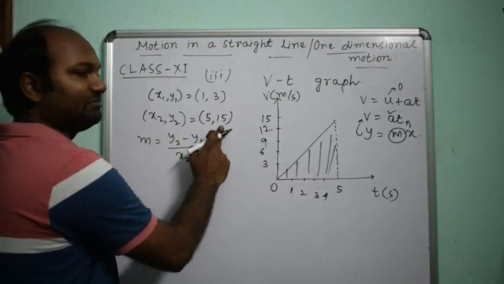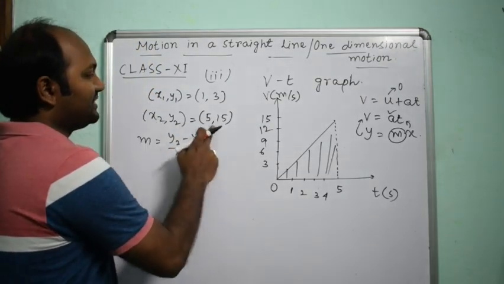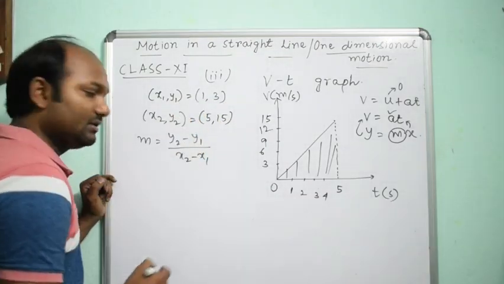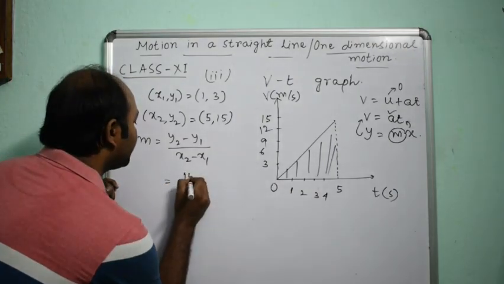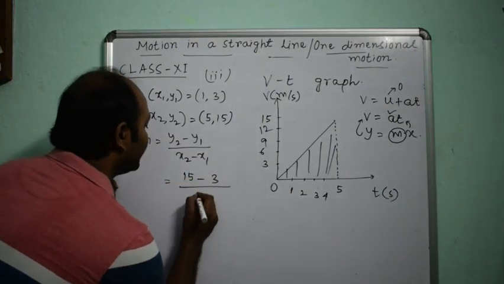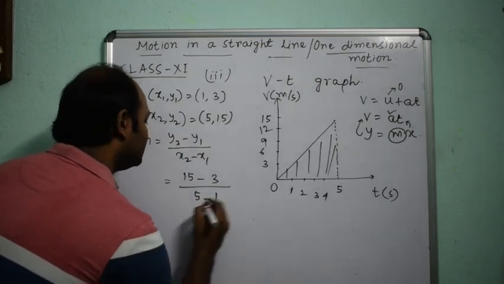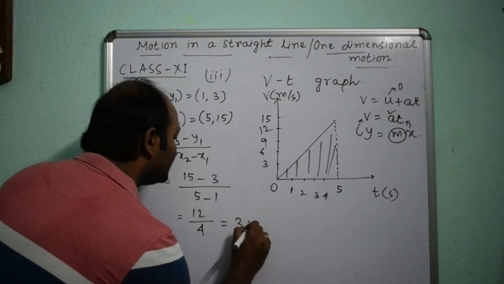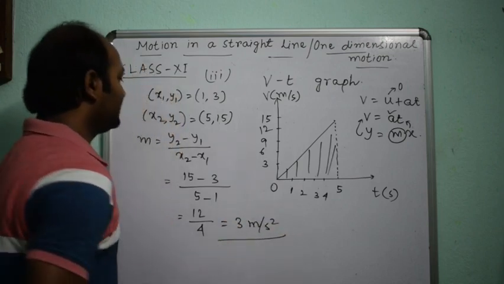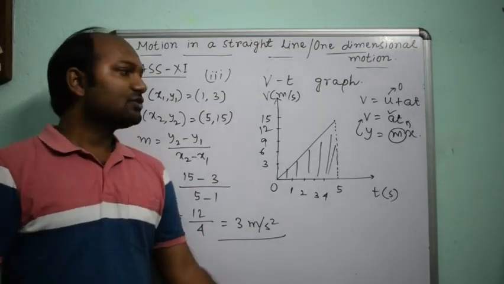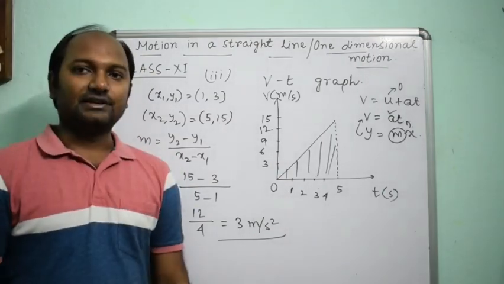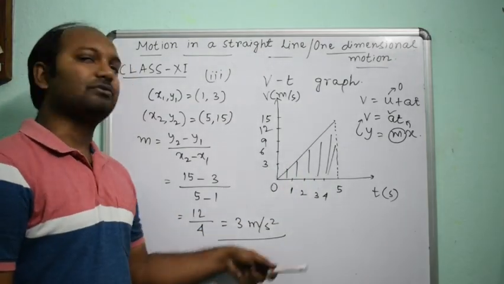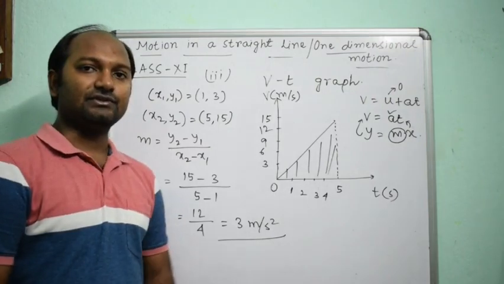Here y2 is 15, x2 is 5, y1 is 3, and x1 is 1. This equals (15 minus 3) by (5 minus 1), so it equals 12 by 4, that is 3 meter per second square. So from the slope we got the acceleration. From the velocity time graph, if you find the slope, then it represents the acceleration.